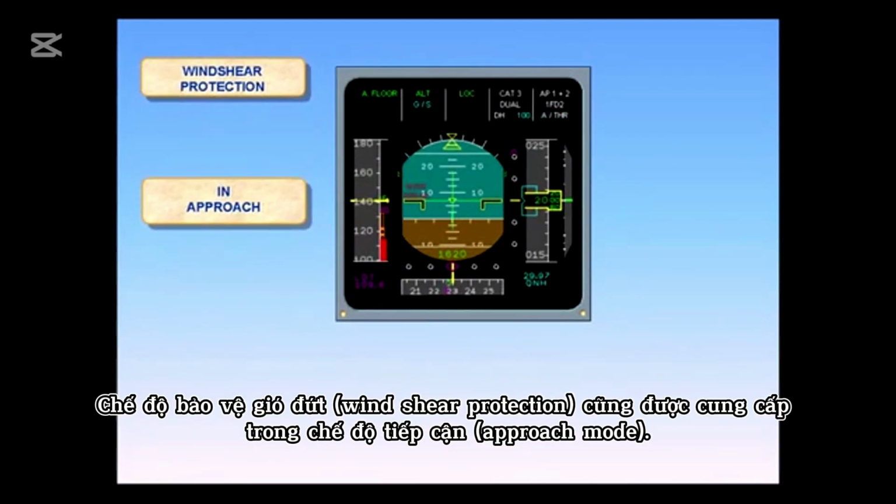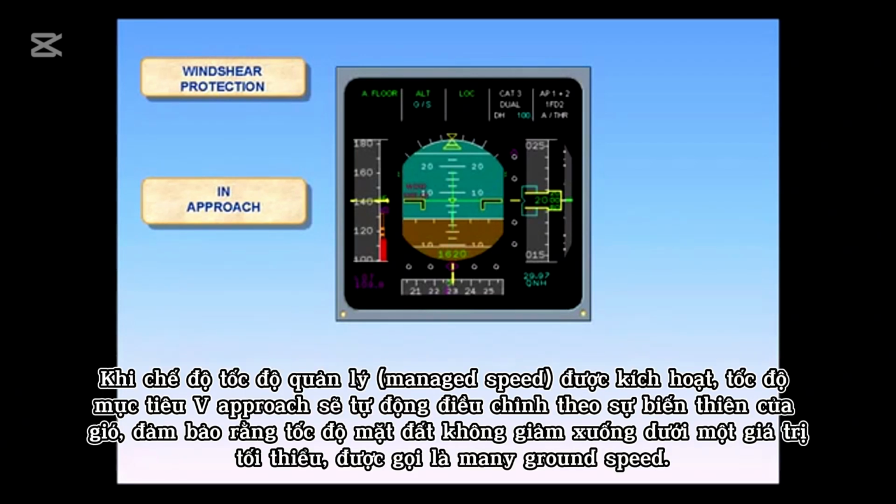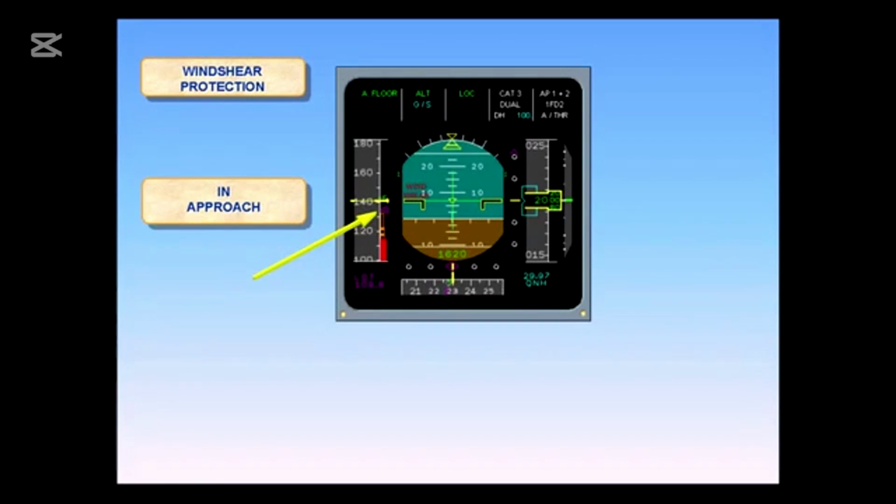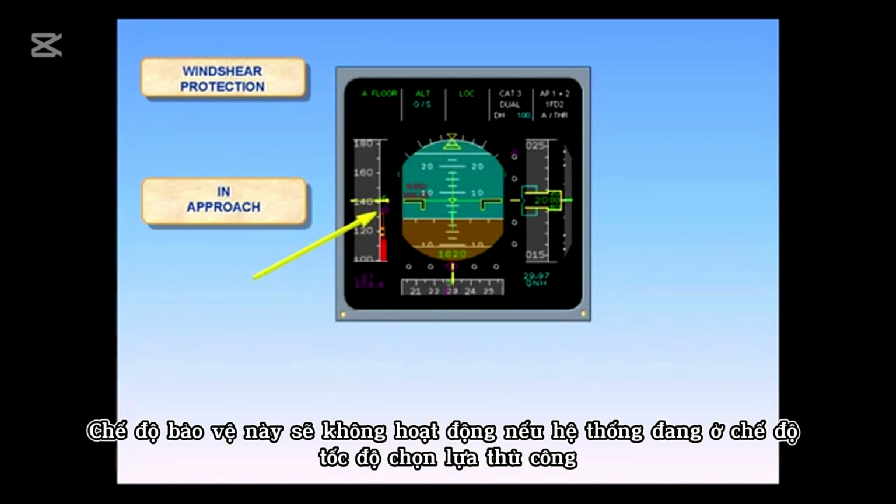Wind shear protection is also provided in the approach mode when managed speed is engaged. The target speed, V approach, is automatically adjusted with wind variations, ensuring that the ground speed does not drop below a minimum value, referred to as mini ground speed. This protection is absent if the system is in selected speed.